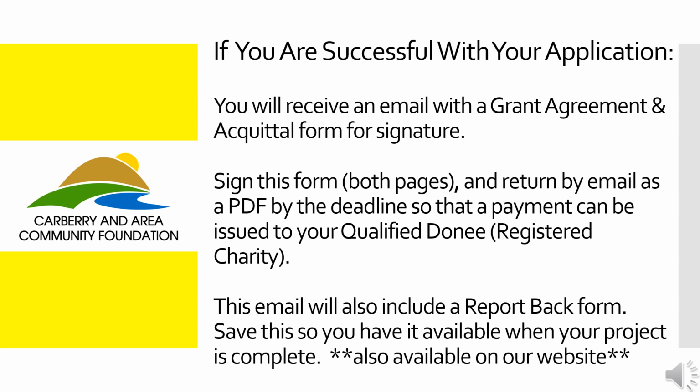If you are successful with your application and are awarded a grant, you will receive an email with a grant agreement and acquittal form for signature. Sign both pages of this form and return by email as a PDF by the deadline so that a payment can be issued to your registered charity. This email will also include a report back form. Save this so you have it available when your project is complete. This form is also available on our website.